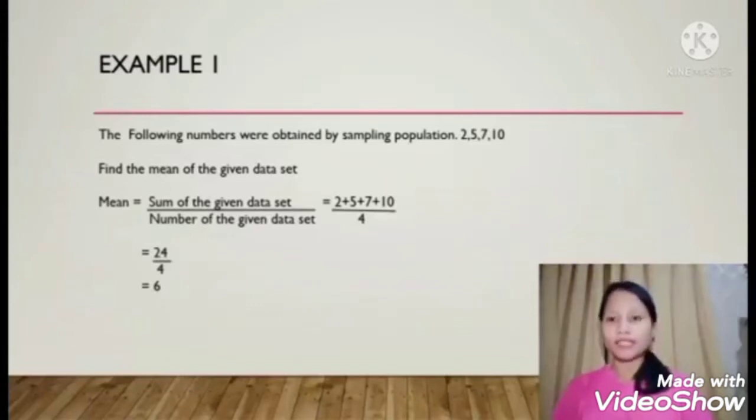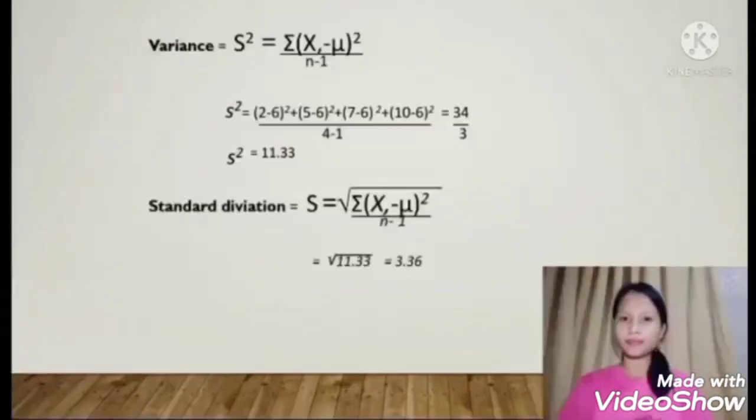2 plus 5 plus 7 plus 10 equals 24, over 4. Why over 4? Because 4 is the number of given data. For you to find it, count the numbers in the given data set 2, 5, 7, 10. So 24 divided by 4 equals 6. So the mean is 6.